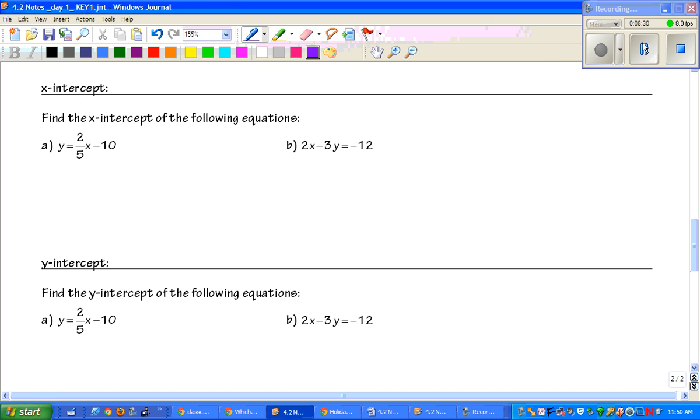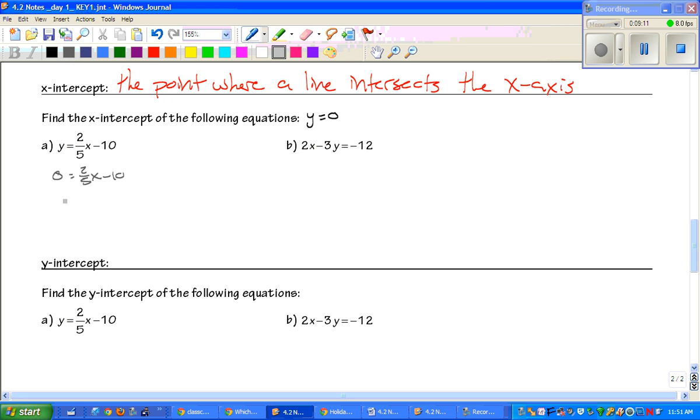X and Y intercepts. Okay, now an x-intercept is the point where a line intersects the x-axis. So where it crosses the x-axis. And when we do that, y equals 0. So when we're trying to figure this out, you plug in 0 for y, and now we solve for x.